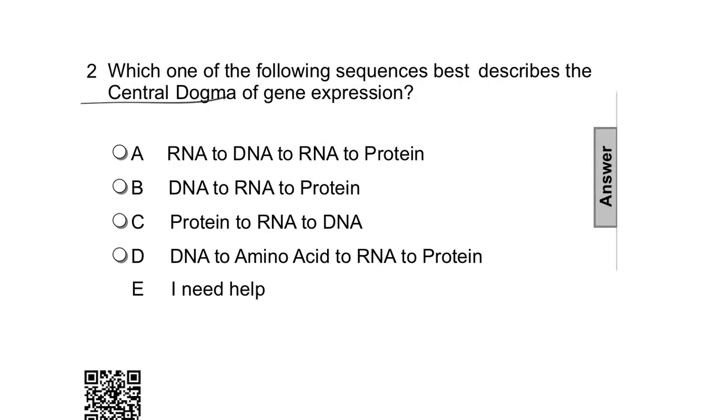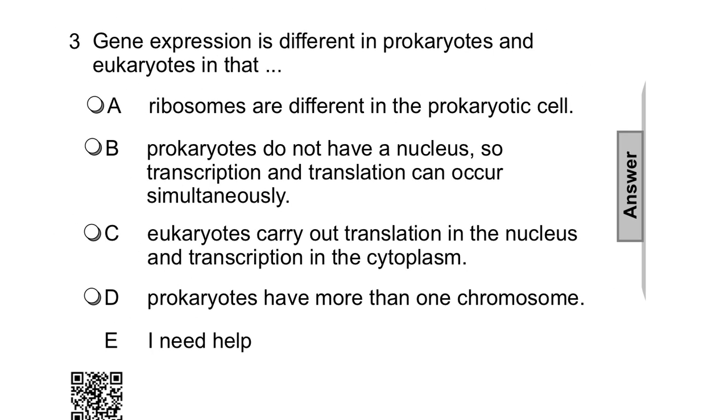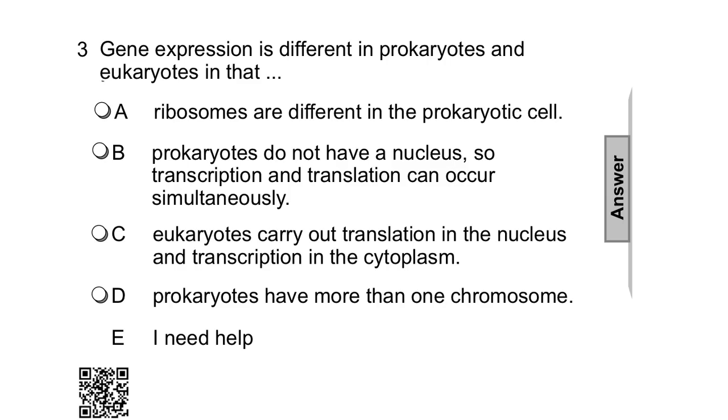Okay, the central dogma is DNA is transcribed to mRNA, and the mRNA is translated to protein. That's central dogma. So briefly, right here, letter B. Gene expression is different in prokaryotes and eukaryotes. Okay, ribosomes are different in the prokaryotic cell. I didn't say anything about that. No. Prokaryotes do not have a nucleus, of course, so transcription and translation can occur simultaneously in the cytosol or cytoplasm. That is totally true.